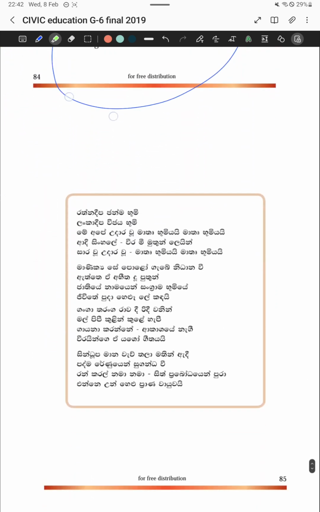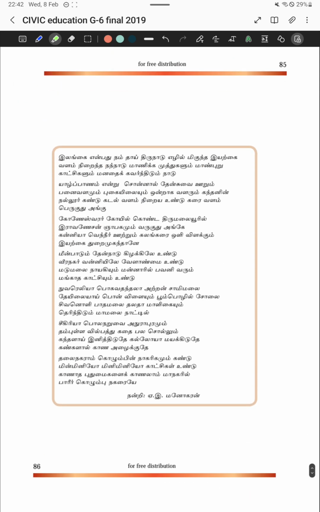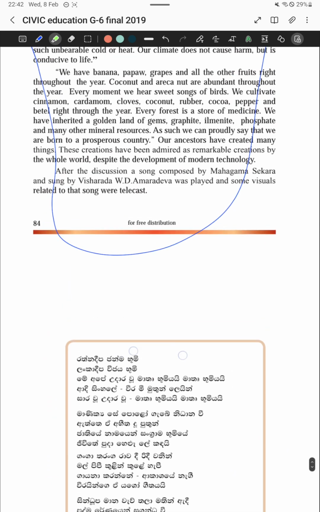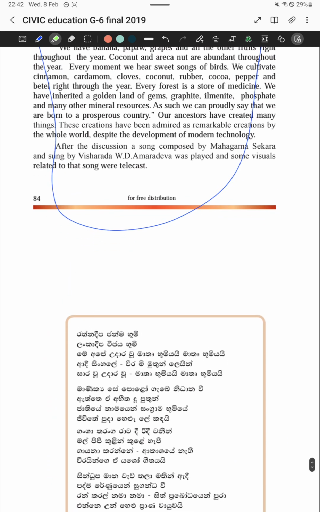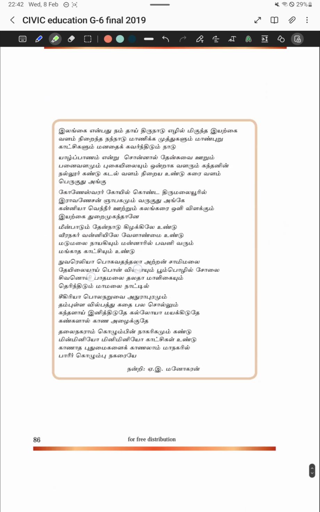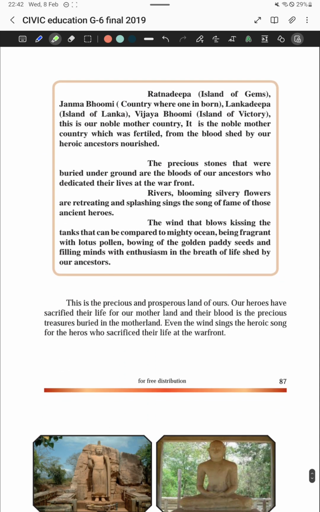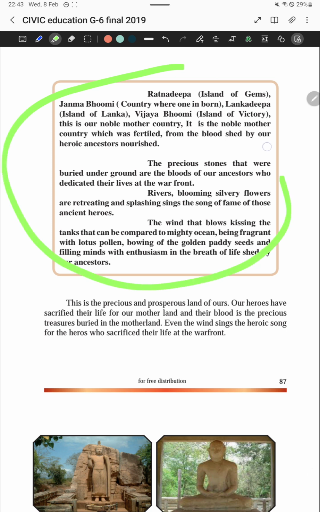So go through that one, and you can listen to this song Ratna Deepa Janbhoomi, I think from W.D. Amaradeva. You know that Visharada W.D. Amaradeva is the person who sang this song. You can find it on YouTube and follow that one, and then you can study it. So this is the English translation of that song. I don't think you need to memorize or study this. Anyhow, if you know it, you can go through it in your own mother tongue.